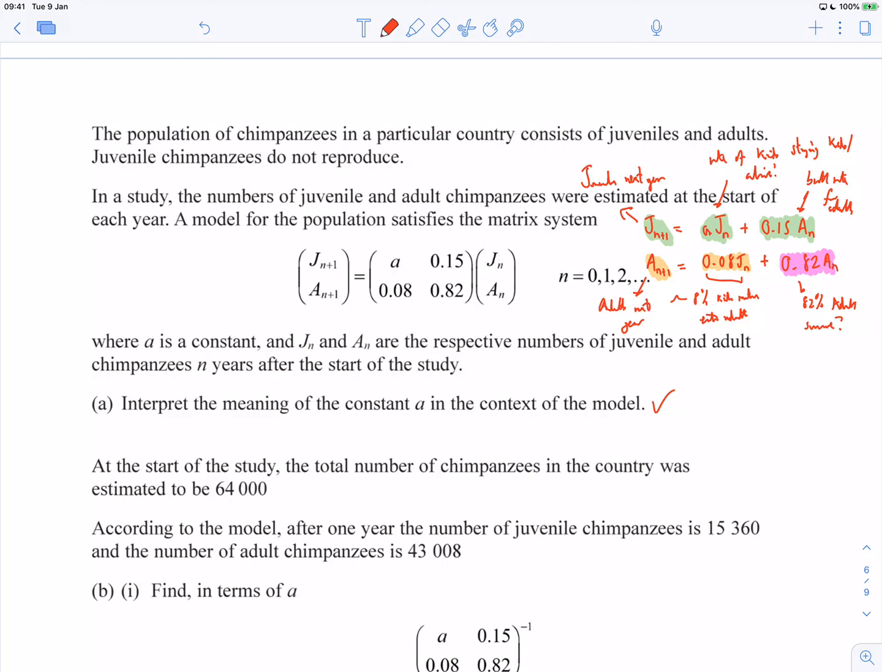Okay. I feel like I've explained all 6 of them, to be honest. So this is the juveniles for the next year, and we're saying that it's the juveniles of the previous year times A, where A seems to be a rate at which either the kids are staying kids or they're staying alive, they're not dying. And then plus 0.15 of the adults. Now, it doesn't make sense for adults to be turning into kids, but what might be happening is for every 100 adults, they are producing 15 juvenile babies.